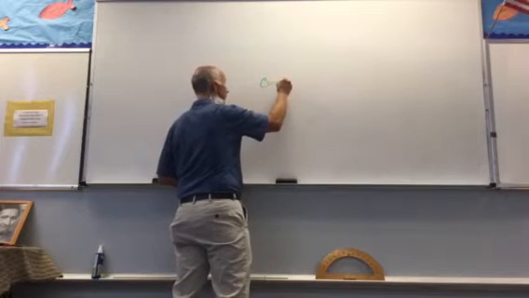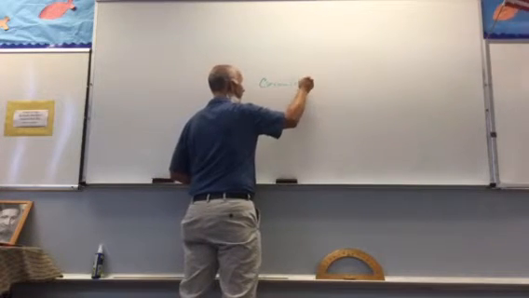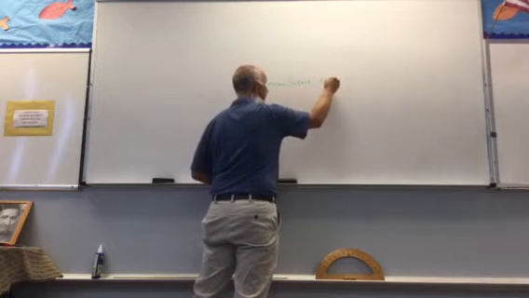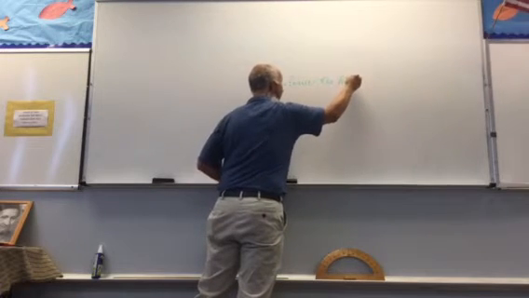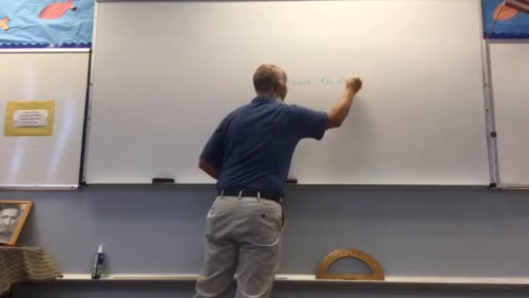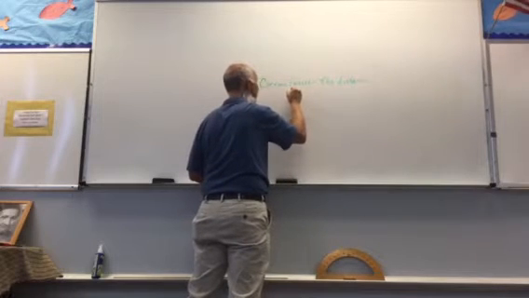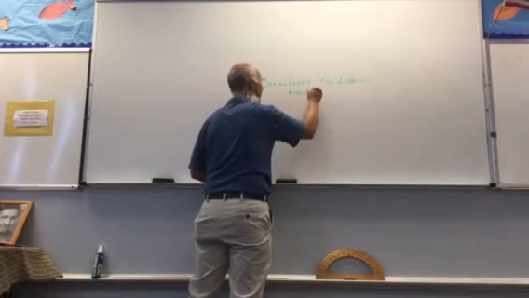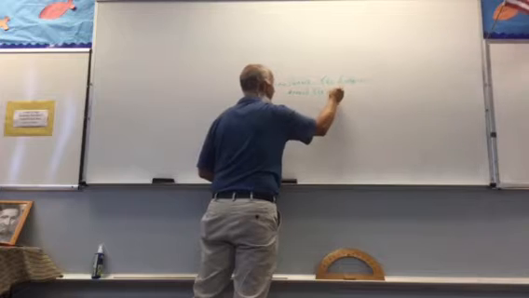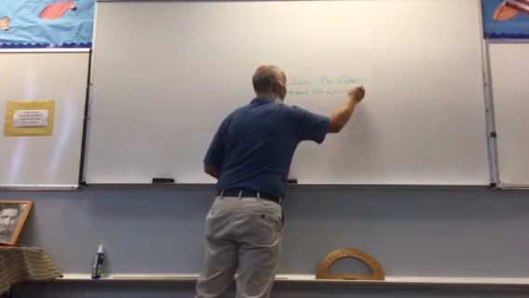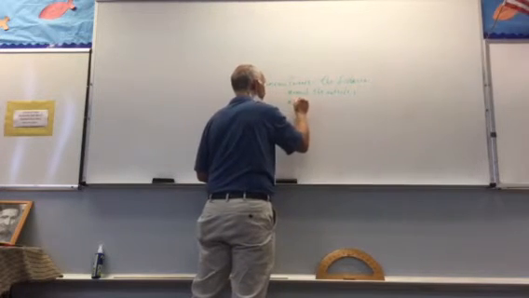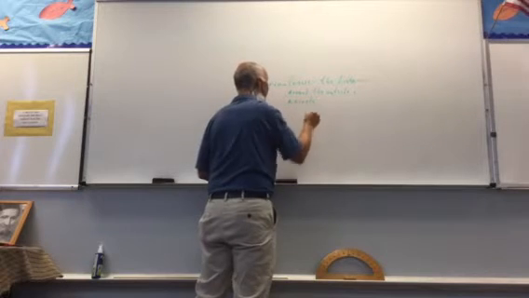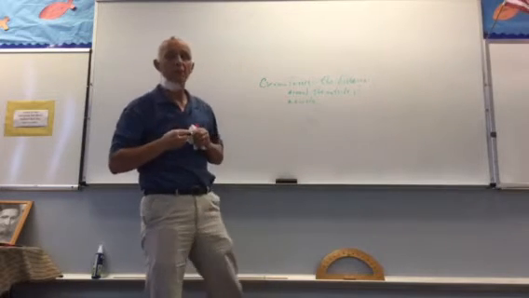And circumference, okay, is the distance around the outside of a circle. And you might say to me, I thought that was perimeter.